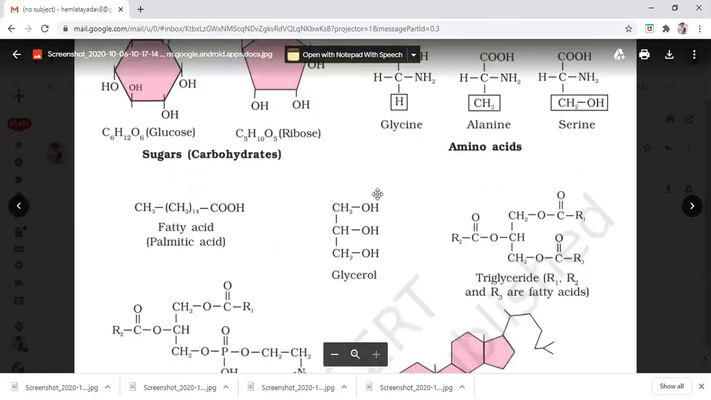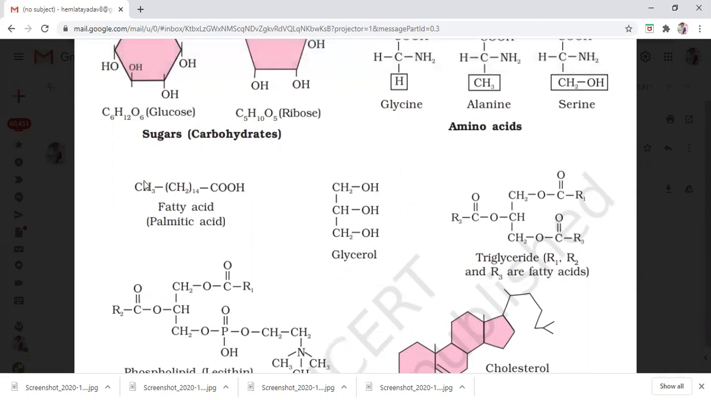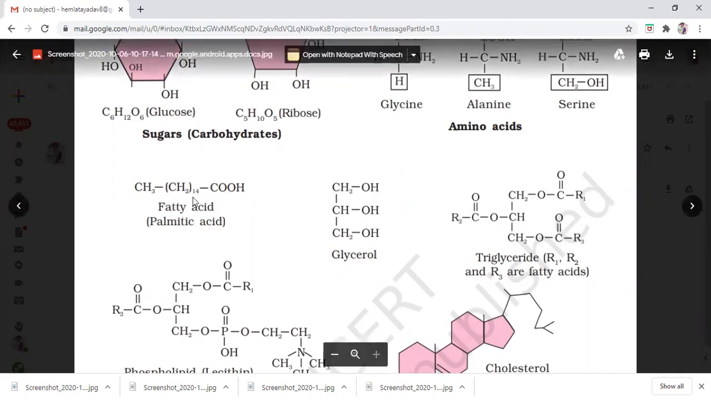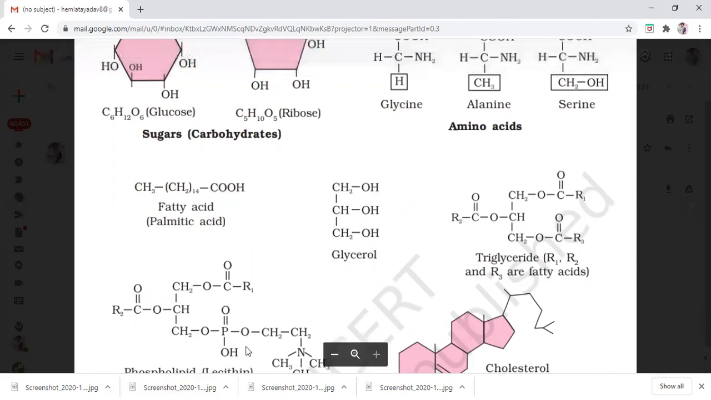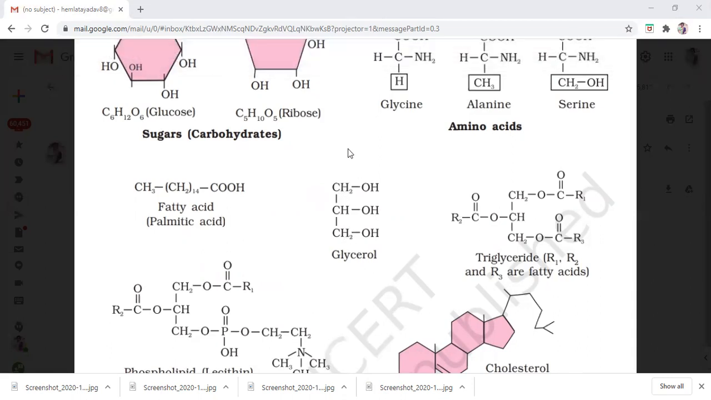Now coming to the next, palmitic acid, a palmitic fatty acid. This is 16 carbon, you can see over here, a long hydrocarbon chain fused with a carboxylic group. So this is your palmitic acid. Then glycerol is shown. It is propane triol, and 3 carbons are attached to 3 hydroxyl groups. So this is glycerol.